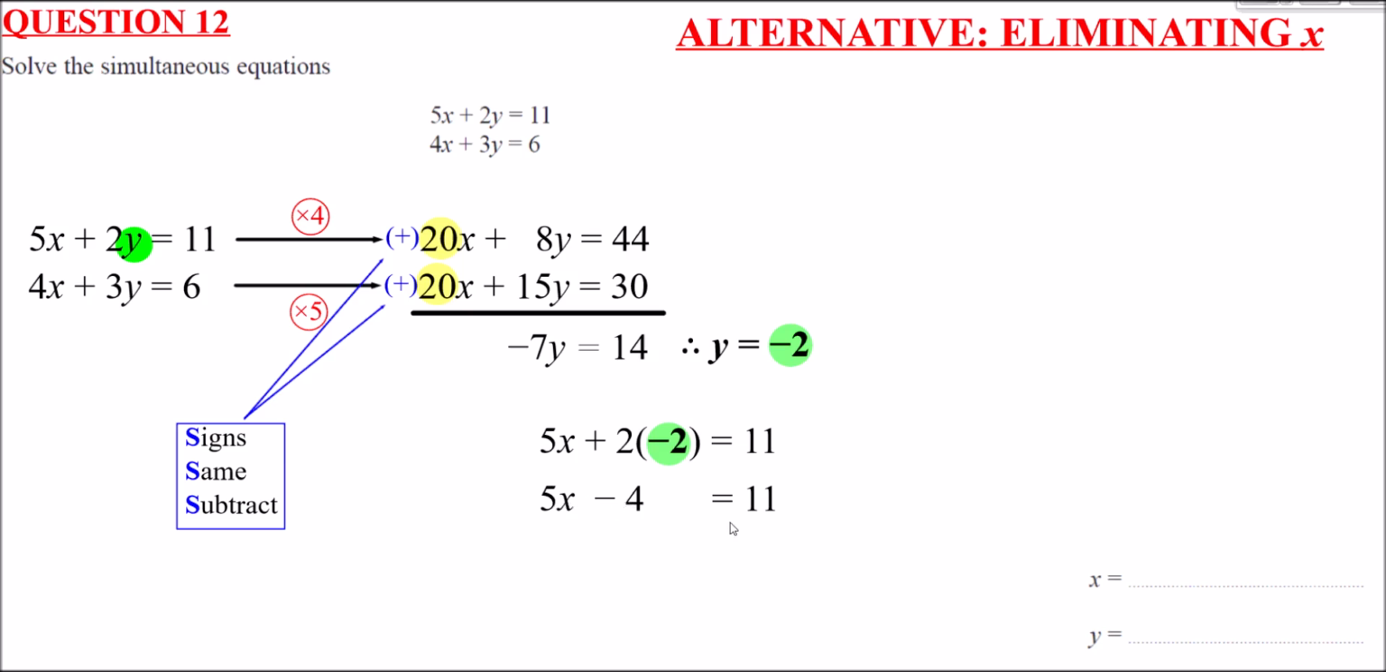I can then add 4 to both sides of the equation. That gives me 5x is 15. Finally, dividing both sides by 5, x must therefore be equal to 3. So the final full solution, once again doing it a different way by eliminating x instead of y, we still get the same solution, that x must be 3 and y is minus 2.